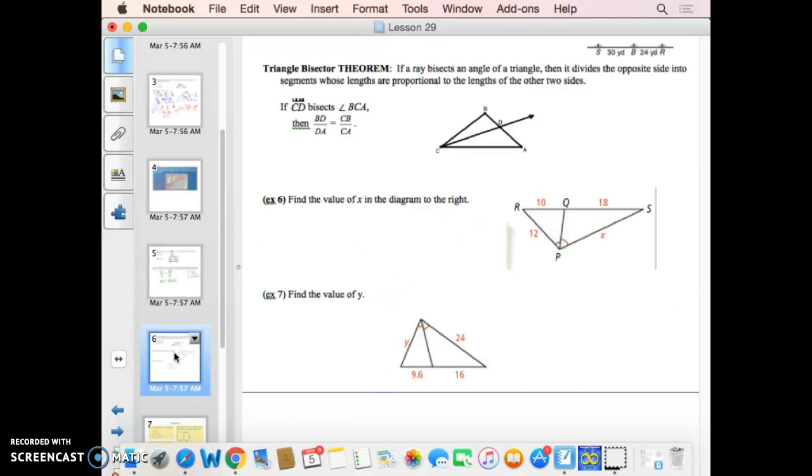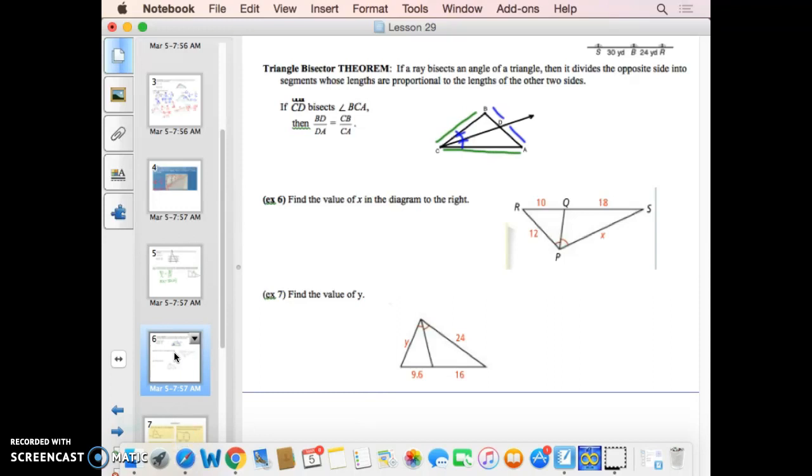Okay. All right, now this is the third. This is called the triangle bisector theorem. So again, when you see the word bisector, you should be thinking cuts in half. So that means that if you cut this angle here in half, then you can set up a proportion as well. And that would be this side over this side equals this side over this side.